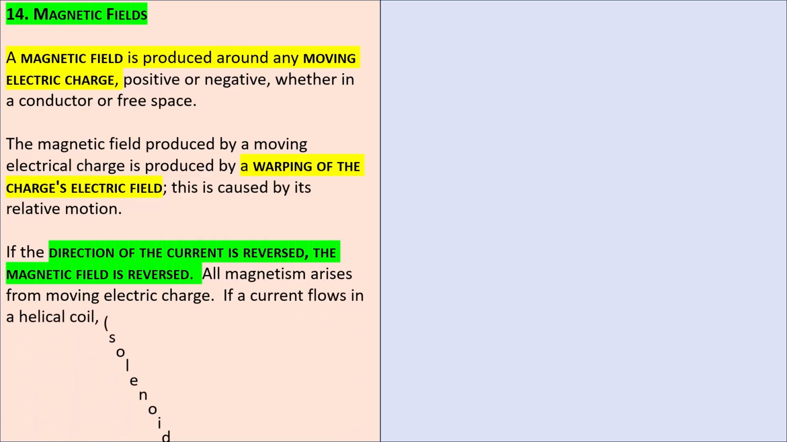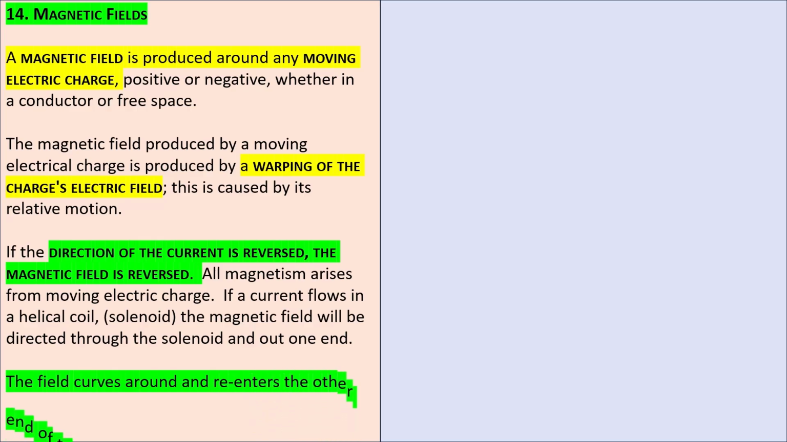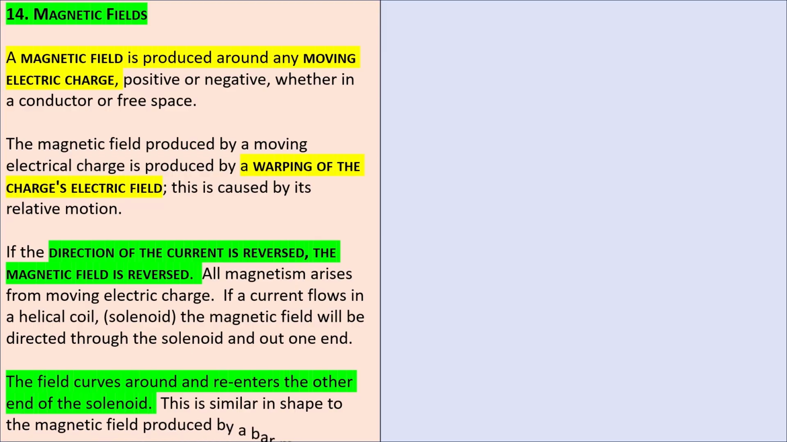If a current flows in a helical coil like a solenoid, the magnetic field will be directed through the solenoid and out one end. The field curves around and re-enters the other end of the solenoid. This is similar in shape to the magnetic field produced by a bar magnet.